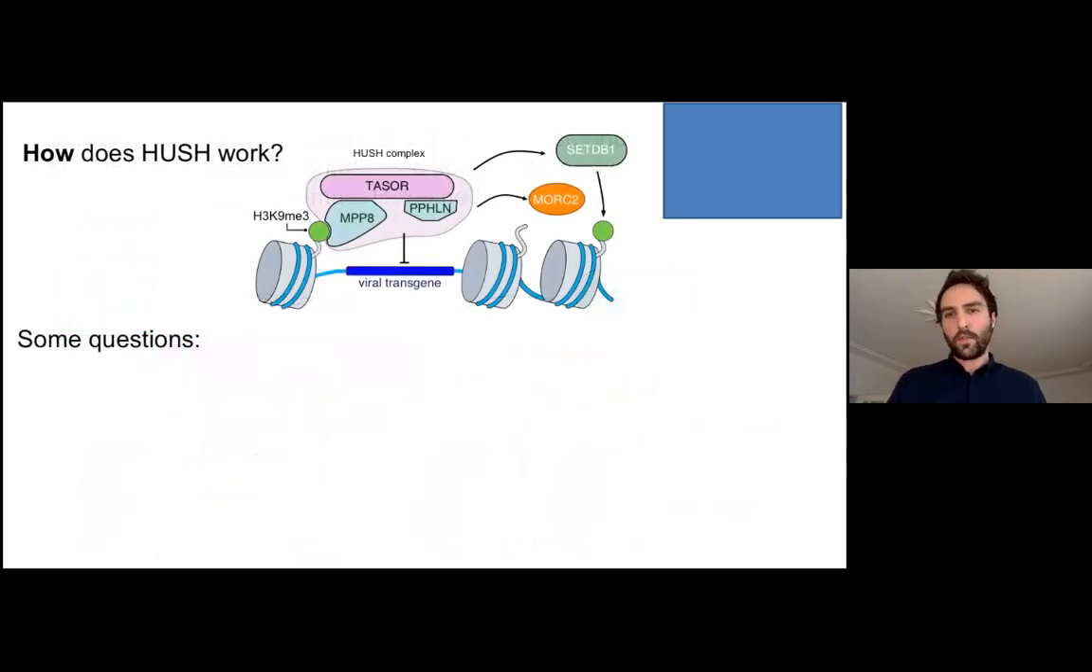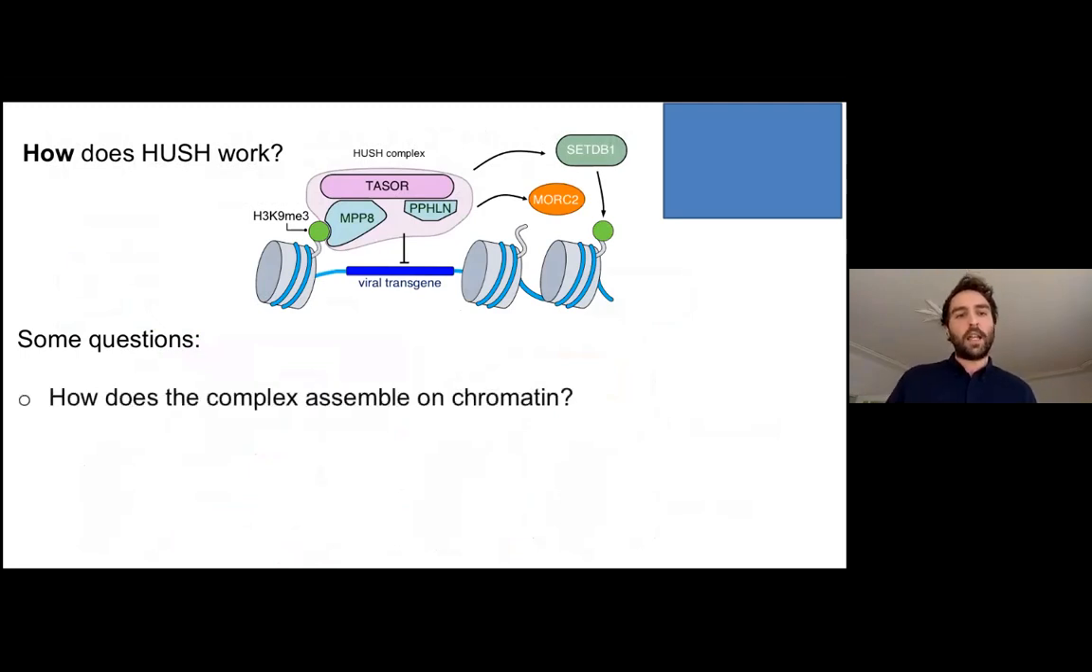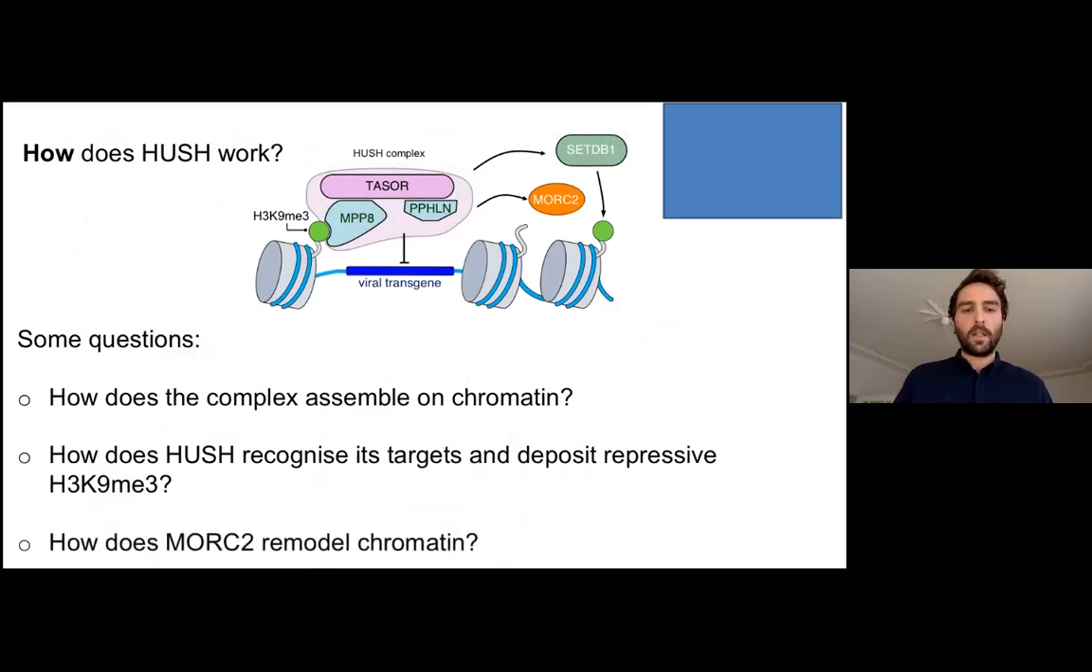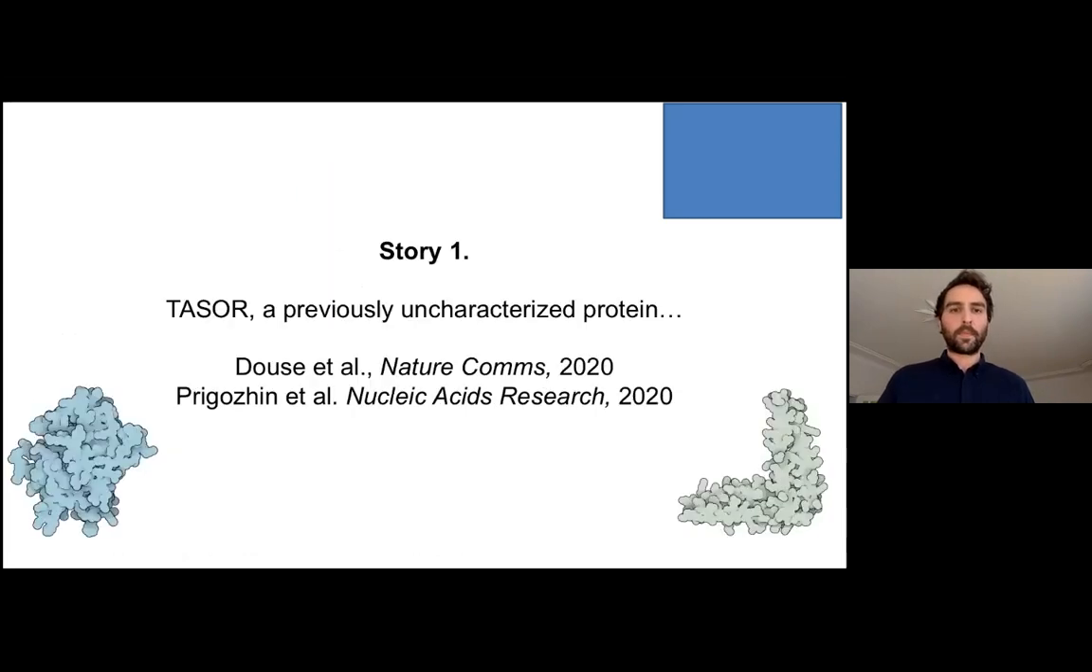But as biochemists and structural biologists, we looked at this model and were left with a lot of questions about how HUSH actually works. So just a few of these are: how does this complex assemble on chromatin? How does HUSH recognize its targets and deposit this repressive epigenetic mark? And how does MORC2 remodel chromatin?